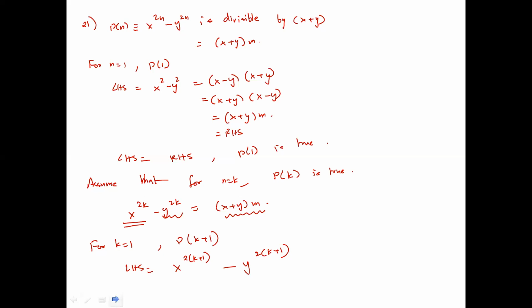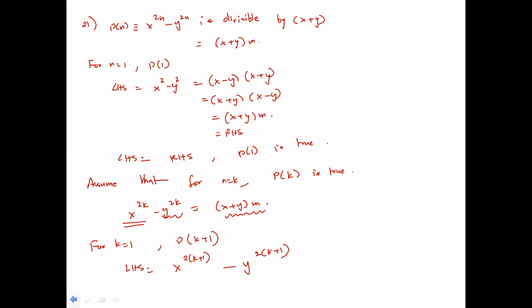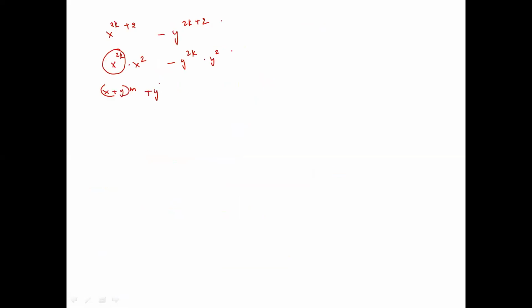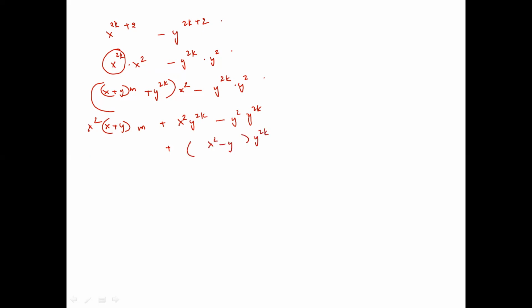So what will I write? x plus y into m, then minus y power 2k will become plus y power 2k, into x square minus y power 2k into y square. So I can write x plus y into x square into m, plus x square into y power 2k minus y square into y power 2k. So this part, when I take y power 2k out, you will have x square minus y square.